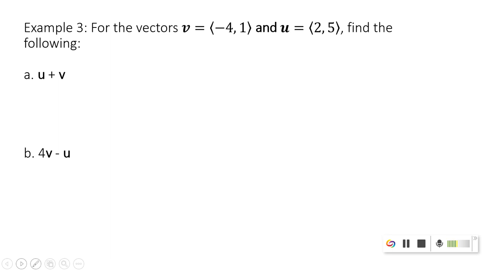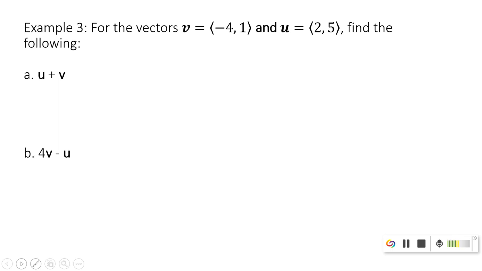All right, so putting this together, let's just do a quick example. If vector v in component form is negative 4, 1, and vector u is 2, 5, find u plus v. And then we're going to find 4v minus u.